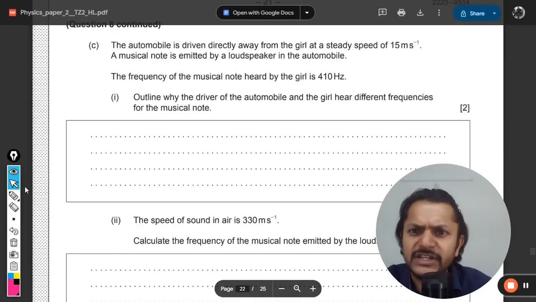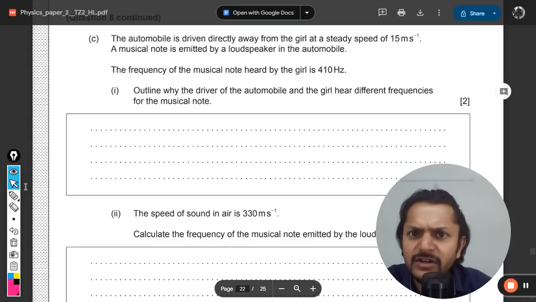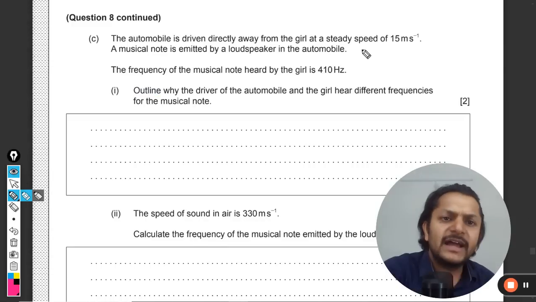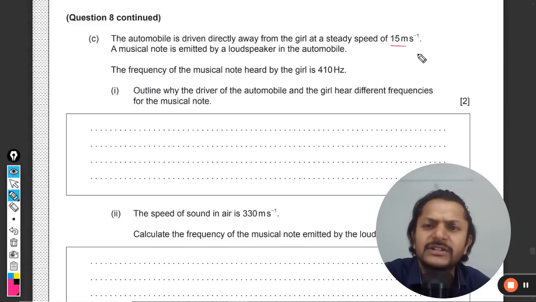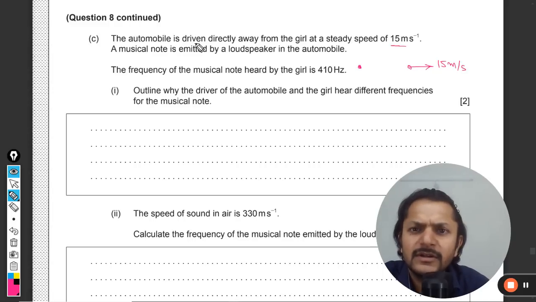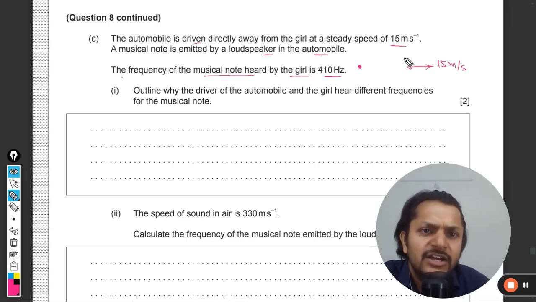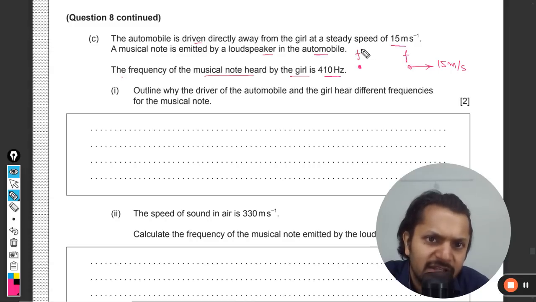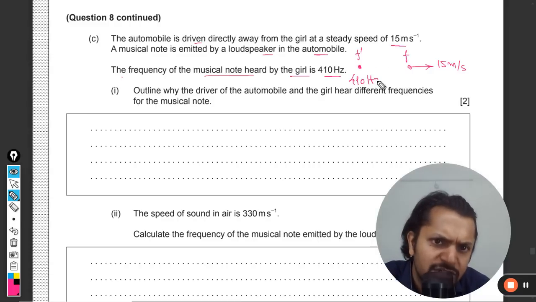B is done. Let us go to C. The automobile is driven directly away from the girl at a steady speed of 15 meters per second. So there is the automobile here, and it is driven away from the girl. So this is the girl, and it is driven away like this. A musical note is emitted by the loudspeaker in the automobile. The frequency of the musical note heard by the girl is this. Actually the frequency is f, but here the recorded frequency is f dash, and the recorded frequency is 410 hertz.